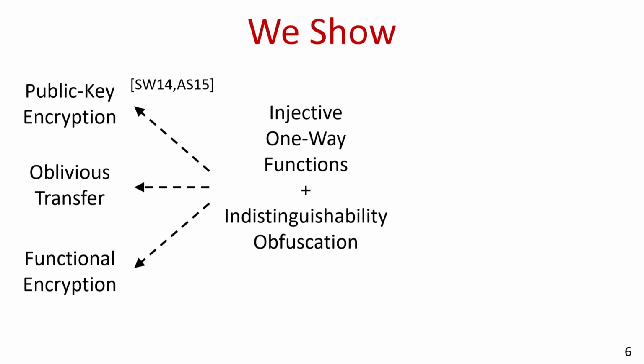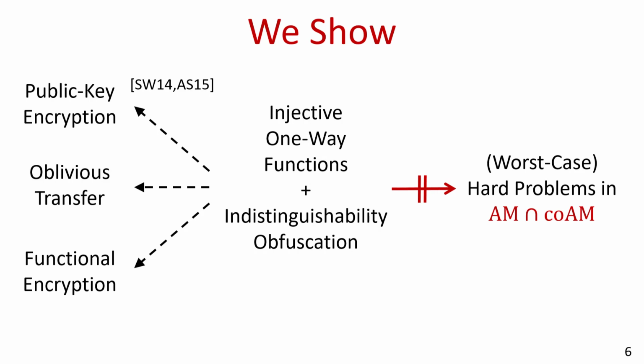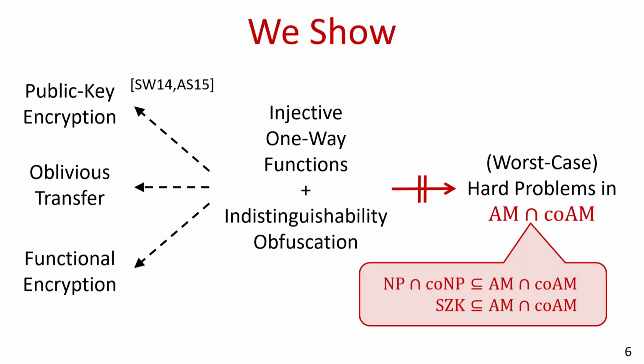Now, in our work, we showed that injective one-way functions, together with IO, do not imply hardness in the class AM intersect coAM. I will define the class AM later on, but note that AM intersect coAM contains both NP intersect coNP and SZK, so we generalize the two results of BDV. However, the result of BDV for SZK holds also for promise problems, while ours holds only for languages.